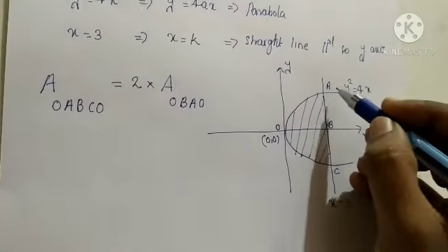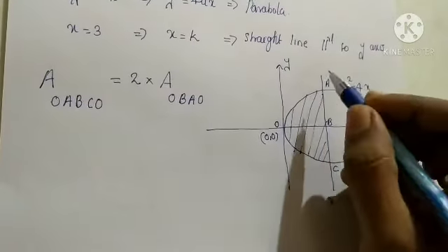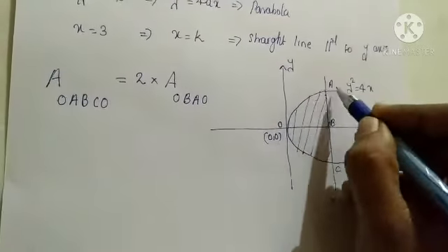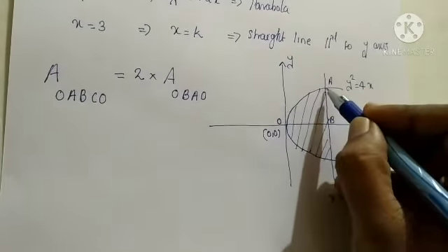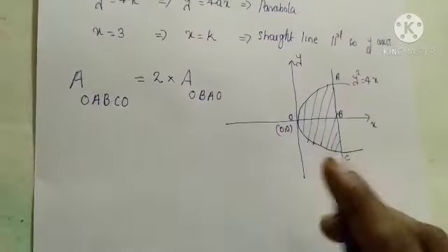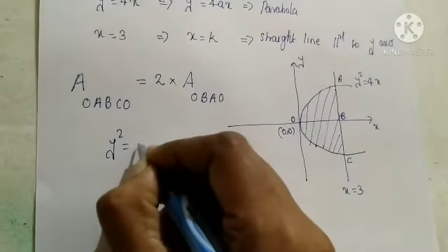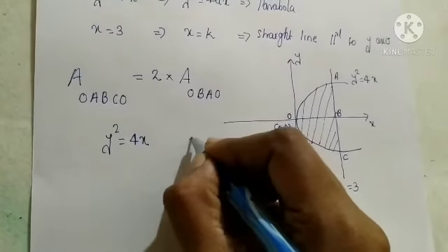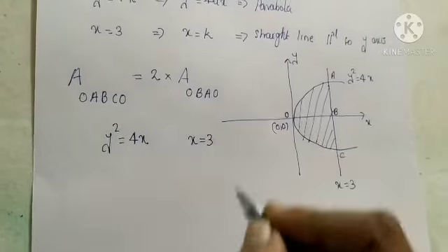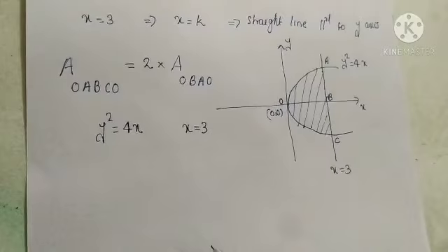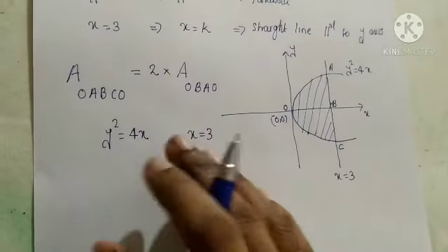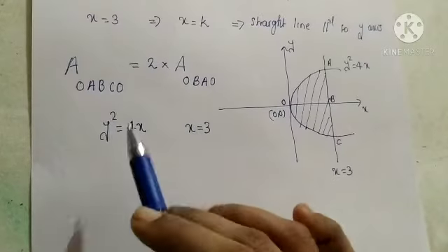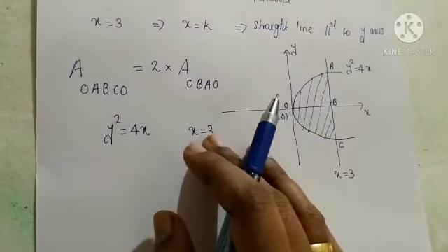And we need to find out the A and B coordinates. A is the point at which both the parabola and the straight line intersect. So y square equal to 4x is our parabola equation, and x equal to 3 is our straight line equation. If two curves intersect, we need to substitute x equal to 3 in our parabola equation.